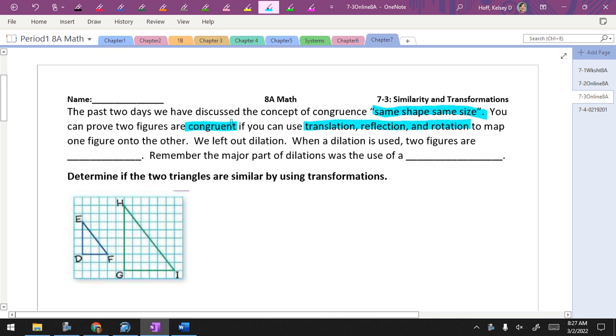Okay? Because when you translate or slide it, when you reflect it or flip it, when you rotate it or spin it, twist it, it always ends up the same shape and same size.